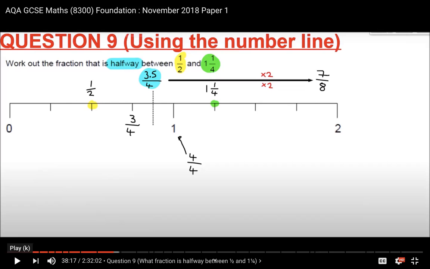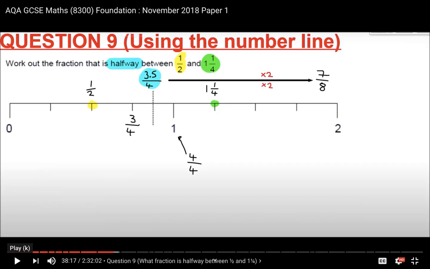And then he used a ruler, but you don't have to use a ruler. You just need to make a judgment. Where is the halfway point between a half and 1 1/4? And that's exactly what the question's asking you to do. Now, again, what was very interesting was when he drew the line, it then fell between 3/4 and 1, okay? And what he did very cleverly, he changed the 1 to 4 over 4.